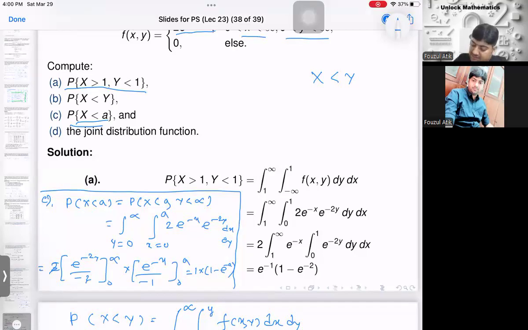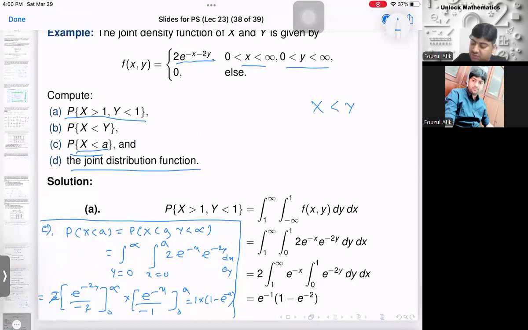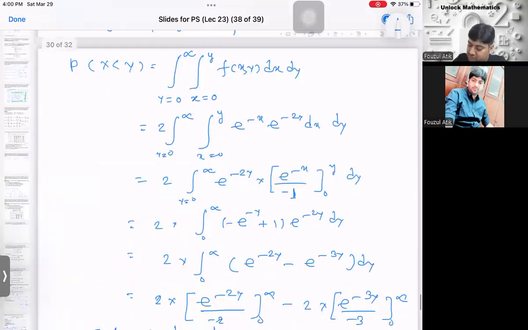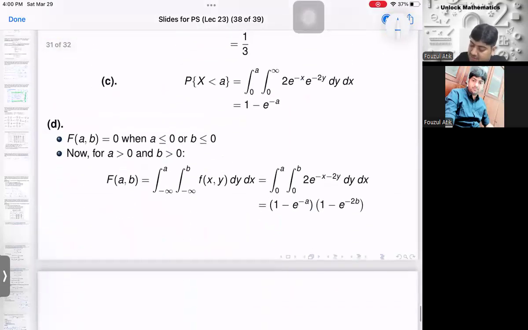And the last part, the D part, is the joint distribution function. How to get the joint distribution function? If you have F of a, b equal to 0 if a is lesser or equal to 0 and b is lesser or equal to 0, right? So if your a and b values, both of them are less or equal to 0, F of a, b is 0. Whenever one of them is 0, because the value is 0, right? So f of x, y is 0, so that means this is 0.